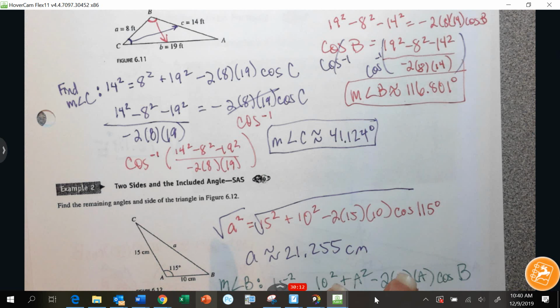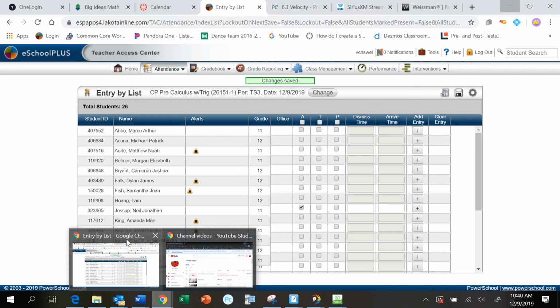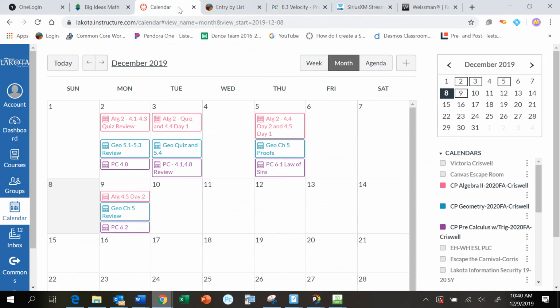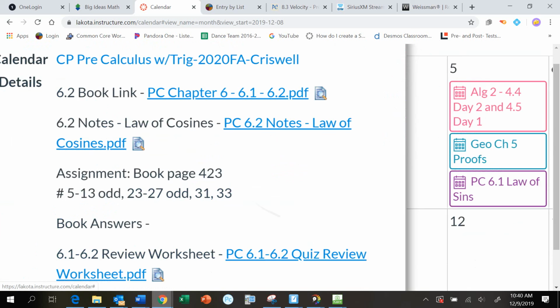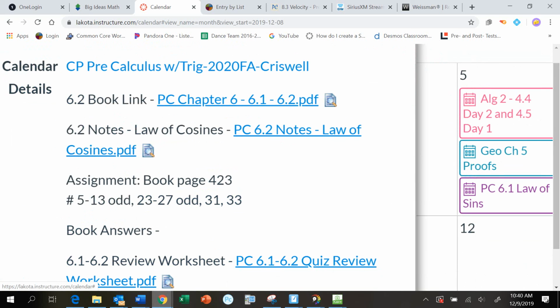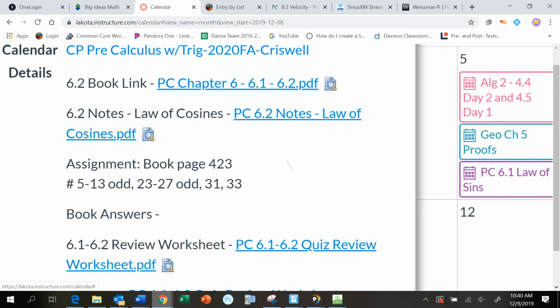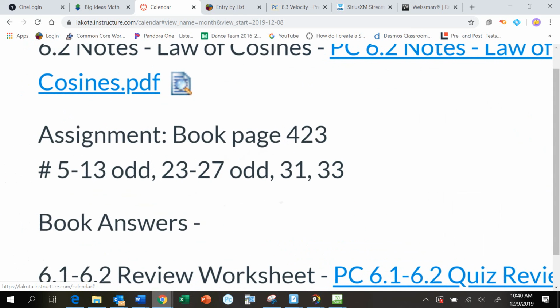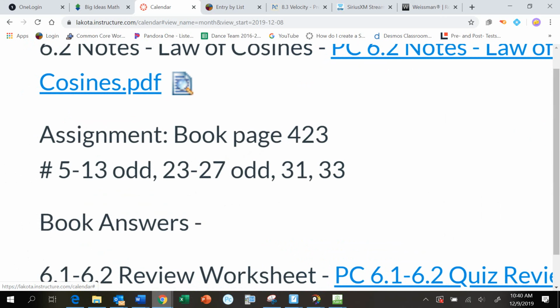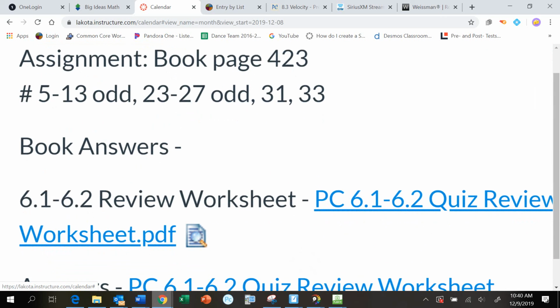So I have two things for you today, but they're not both due tomorrow. I have an assignment in the book, but you'll have to get to it on Canvas because nobody checked. Did anybody check out a book? If you checked out a book, you have your own book. If not, I did post the book link on Canvas, and then I've got the notes, and then the assignment is in the book, page 423. And then I'll put the answer key up soon. And then I also put a review worksheet.